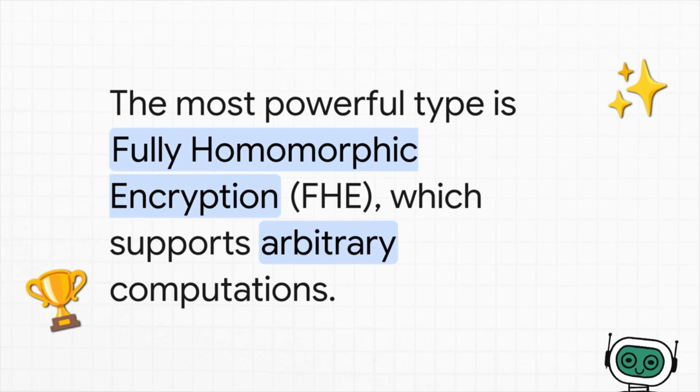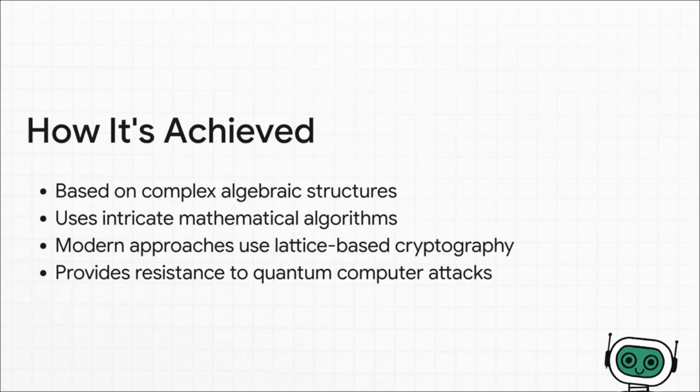This is the one that gets all the attention because it supports pretty much any kind of computation you want to do, which makes it perfect for complex tasks, like training a machine learning model. So how does it work? It's not magic, just some very clever math. It relies on complex algebraic structures and some pretty intricate algorithms. Most modern systems use an approach called lattice-based cryptography, which is what makes the whole thing work. And as a cool bonus, this technique also happens to be resistant to attacks from future quantum computers.